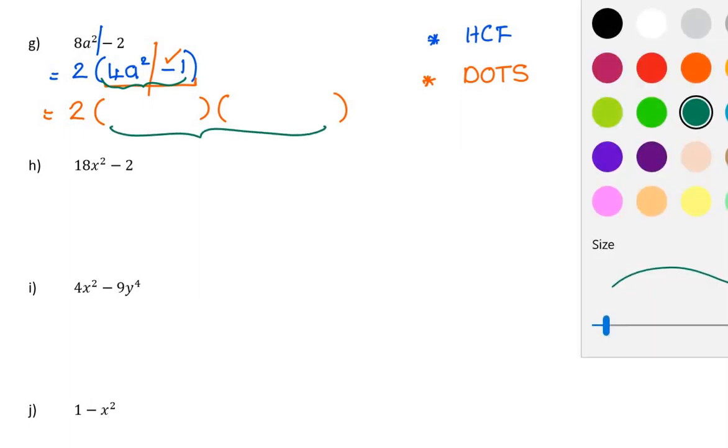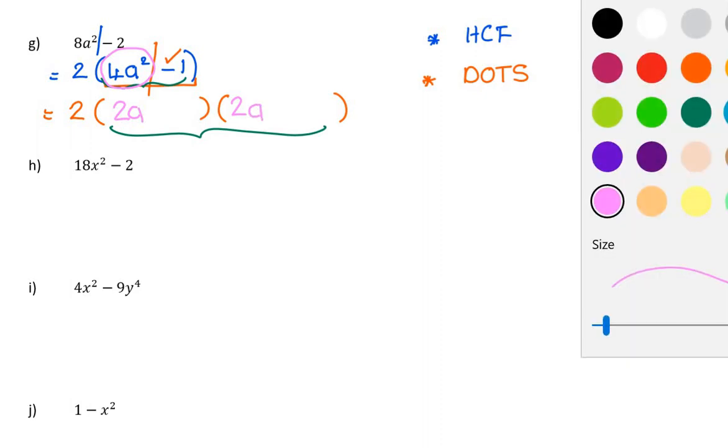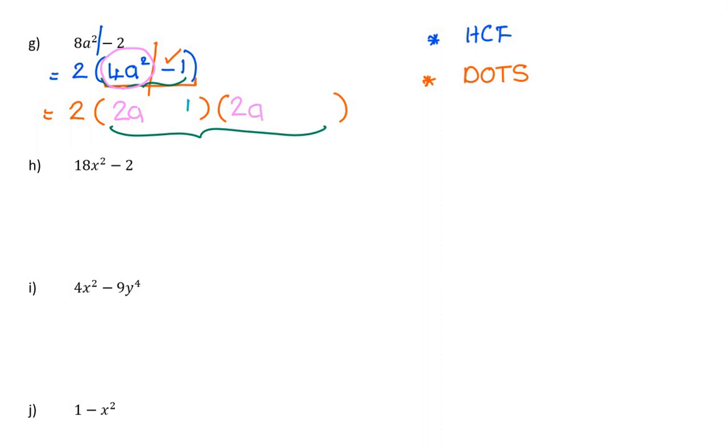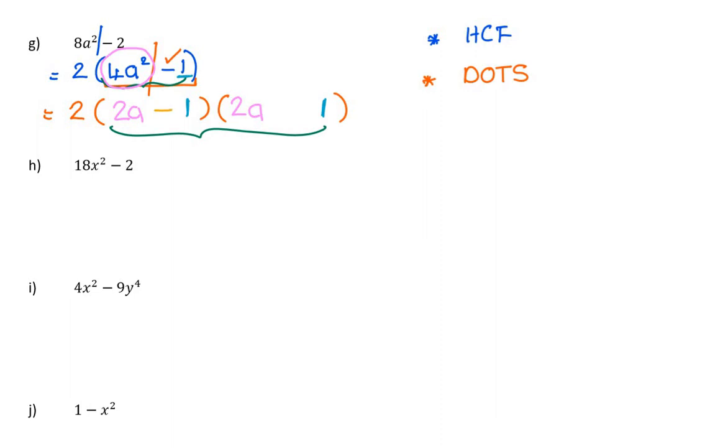So I say to myself, I have 4a squared. What multiplies to give me 4? 2 times 2. A times a has to be identical. What multiplied by itself gives me 1? That would be 1 and 1. And my signs, like we've always been doing, 1 has to be a plus and 1 has to be a minus. So that's a new type of thing for us.